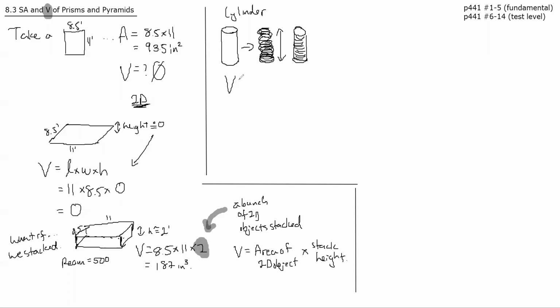And what do we say the volume was? It was the area of the 2D object multiplied by the height. In this case, what is the 2D object? It's a circle. So what is the area of a circle? Pi r squared multiplied by the height. Go on Google or take a look at your formula sheet, maybe in your agenda. You'll see that the volume of a cylinder is pi r squared height. Surprise!